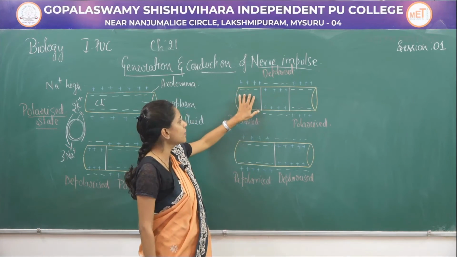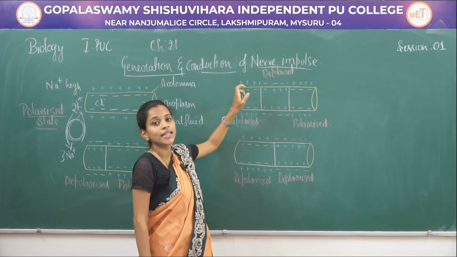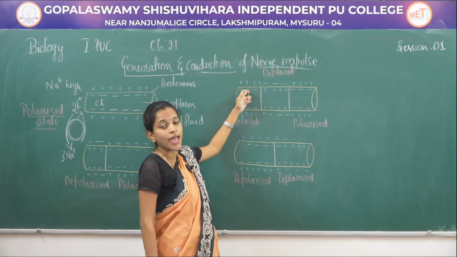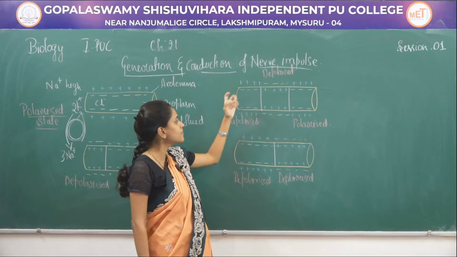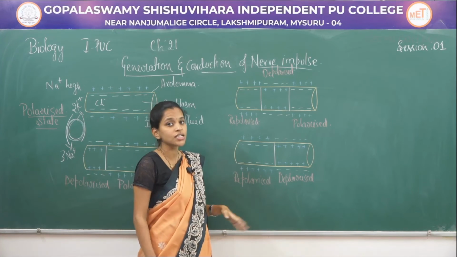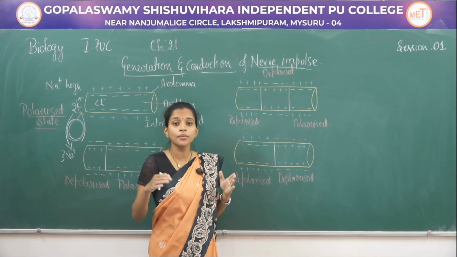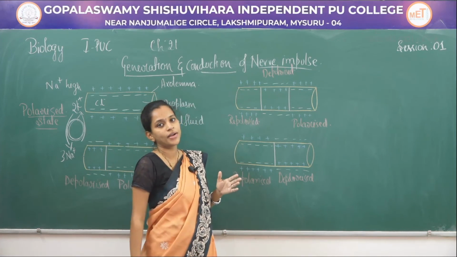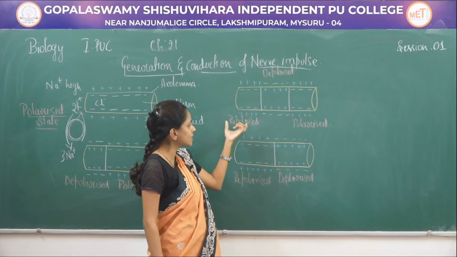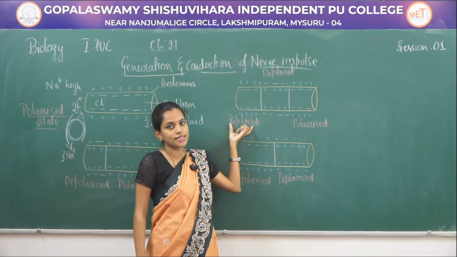So it will become repolarized, because of which there will be a negative charge, representing the amount of chlorine in the axoplasm, and in the interstitial fluid it will have a positive charge because the amount of sodium is more compared to the chlorine here. So here it has now reached the repolarized state.